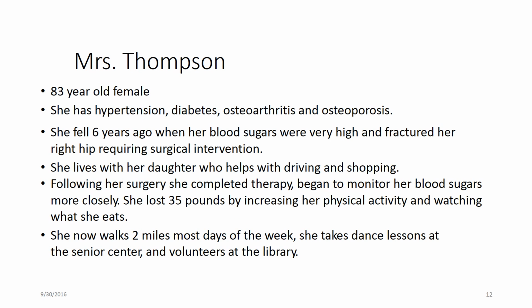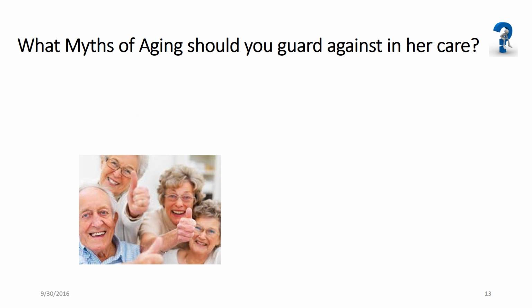Mrs. Thompson is a good example of how an older adult can alter their health trajectory by incorporating principles of a healthy lifestyle. She's currently 83 years old, but when she fell 6 years ago because her blood sugars were uncontrolled, she fractured a hip and required surgery. While she lives with her daughter, who helps with some driving and shopping, since surgery, she's completed therapy and has begun to take care of herself. She's lost 35 pounds and can now walk 2 miles a day and is active in the community.